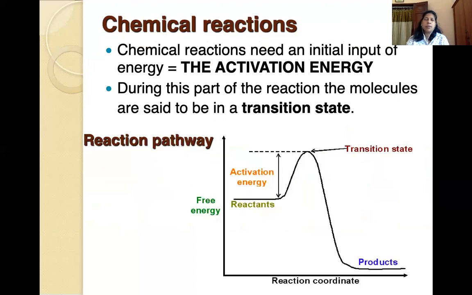When we talk about enzymes from a chemical point of view, a chemical reaction always involves two reactants, reactant A and reactant B. To make A and B come together and react, it needs an initial input of energy. We call that the activation energy. Without any energy, this reaction is not going on.